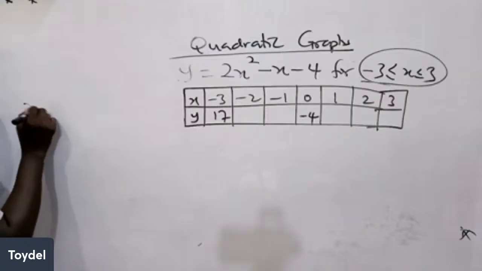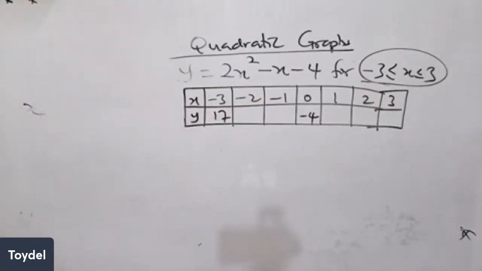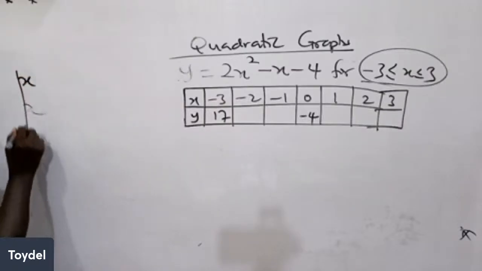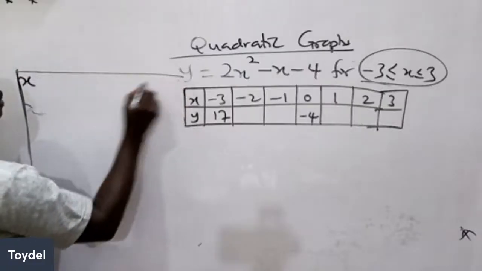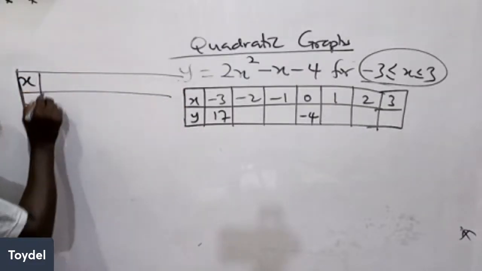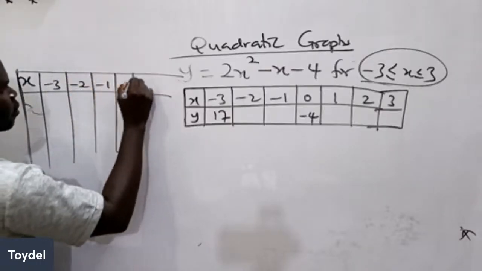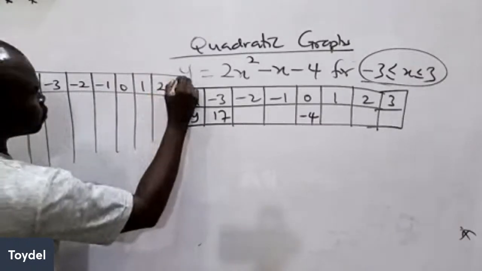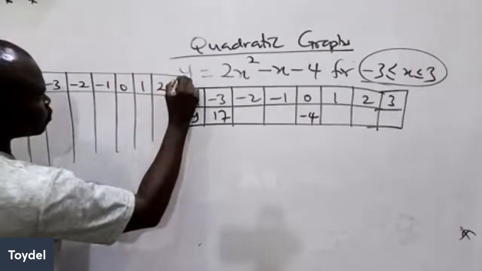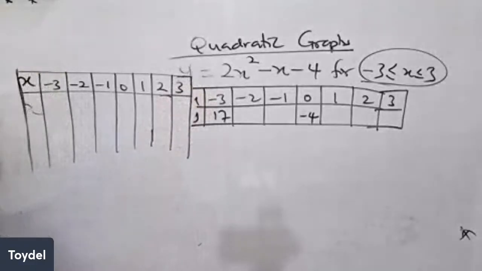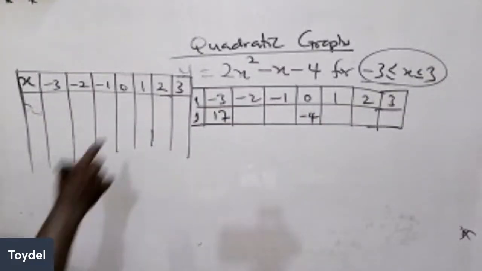This is x. What are the values of x? I will list, then I will complete. We have the values for x: -3, -2, -1, 0, 1, 2, then 3. That's what you have. These are the values of x. Then what are we given?